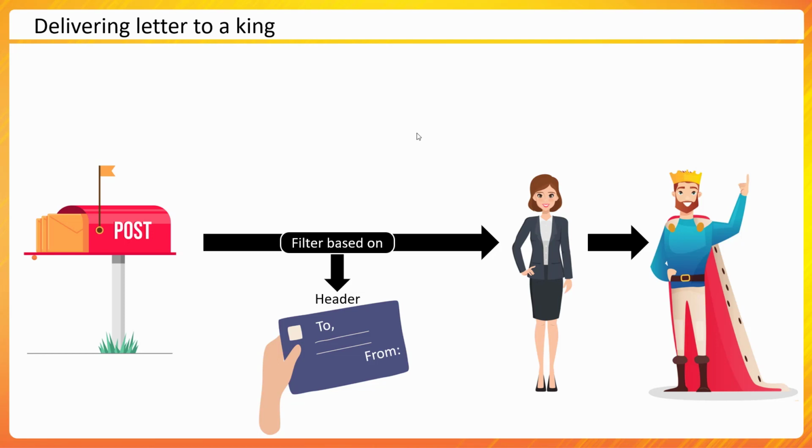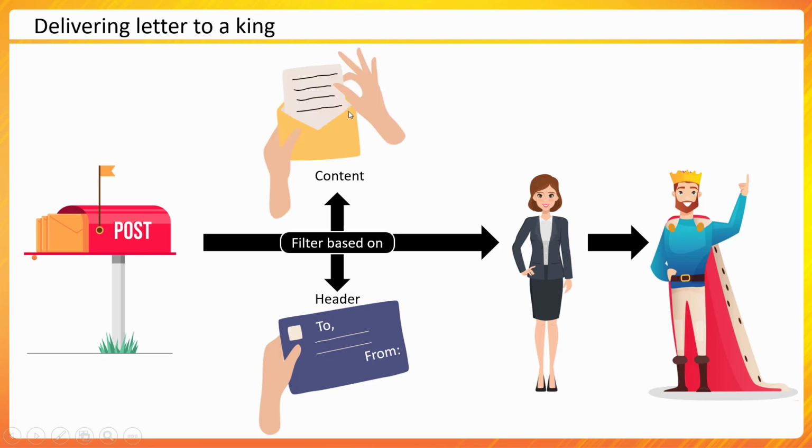But again, a lot of letters would still be reaching the king. So the king may have given permission to the secretary, saying, hey, I am giving you permission to open the letter and read the content of the letter and then only forward me the required information.